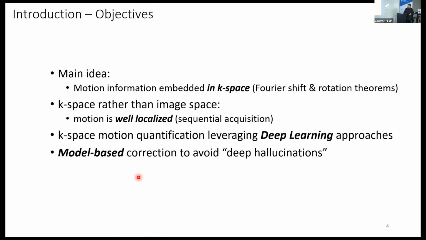We chose to use deep neural networks to estimate motion, but we do not want to rely too much on a black box system. So for the correction, removing the motion, we used a model-based approach to avoid what is sometimes called deep hallucinations.